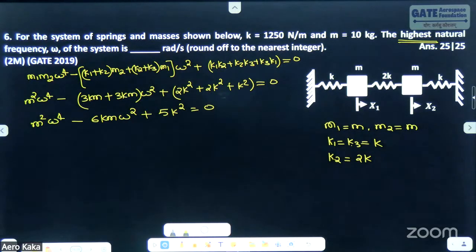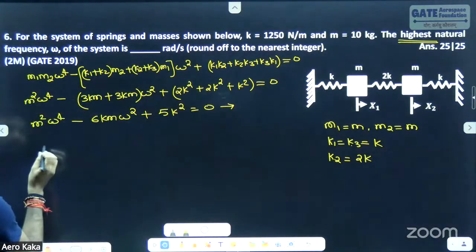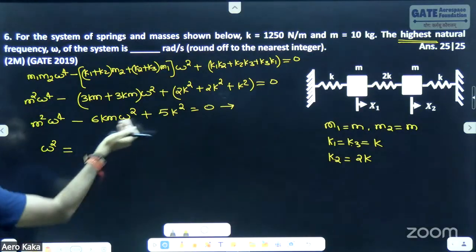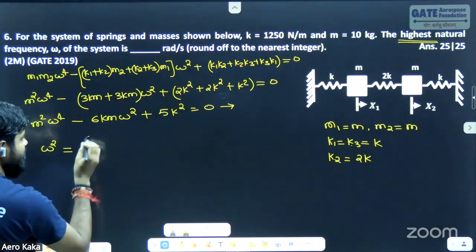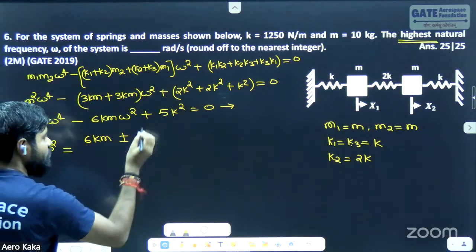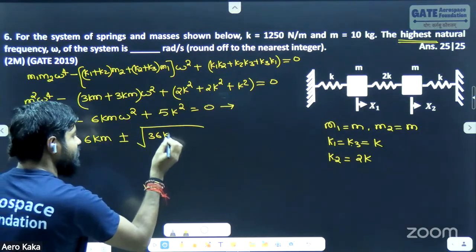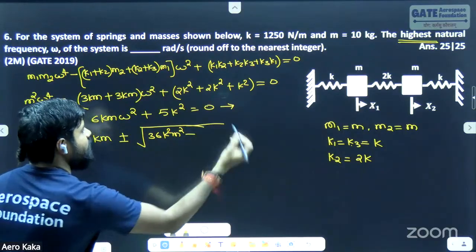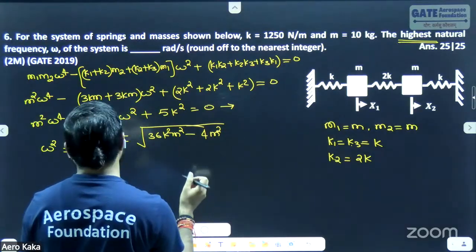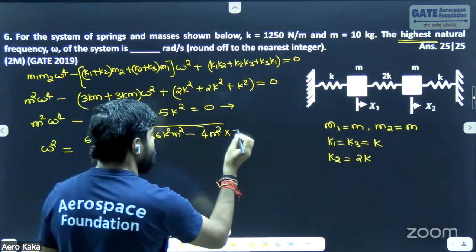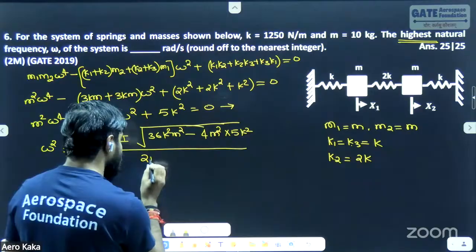Yes. Now, this is the frequency equation for the given system. This is a quadratic in omega square. So we can write omega square is equal to minus B, so it is going to be 6KM plus minus root of B square minus 4AC. So 36K square M square minus 4AC. So 4 M square, and the C value is 5K square, divided by 2A.